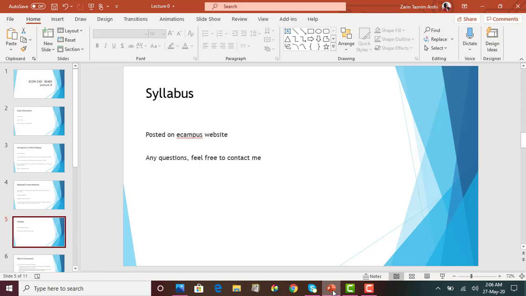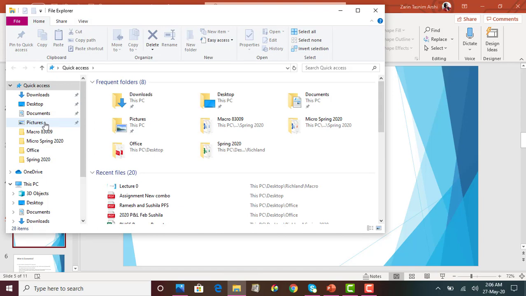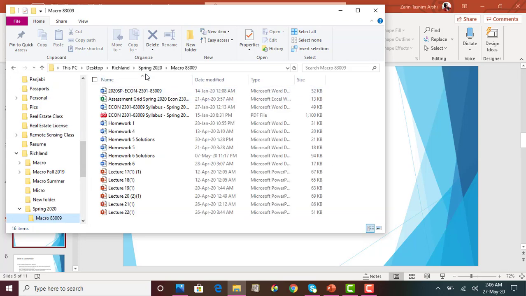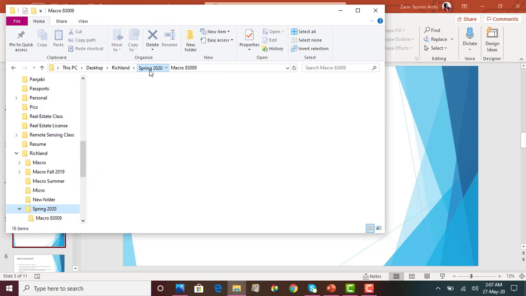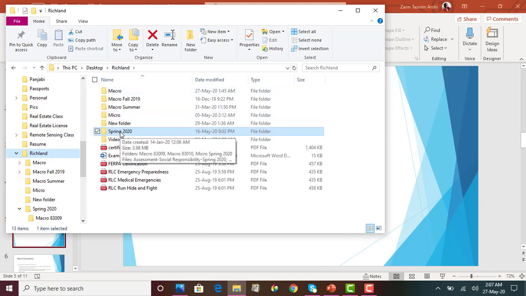Next is the syllabus for this class. It is posted on eCampus. I just wanted to quickly go over the syllabus a little bit, so if you have any questions, you can email me. If it was a formal live class, I would have gone over the syllabus. So I want to go over it a little bit, so that you know and understand what the requirements are and what my expectations are for this class.